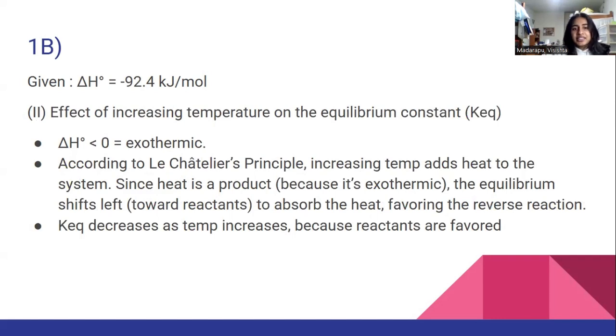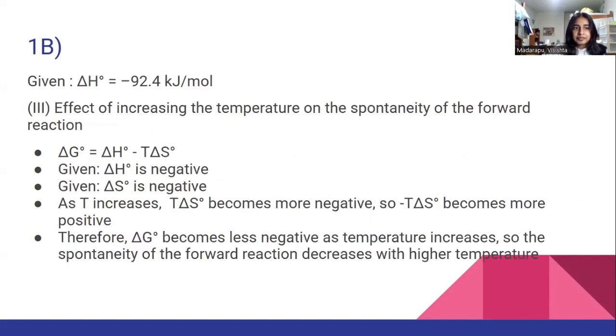The effect of increasing temperature on the equilibrium constant. Again, delta H is negative, meaning it's exothermic, and according to Le Chatelier's principle, increasing the temperature adds heat to the system. And since heat is a product, the equilibrium shifts left towards the reactants to absorb the heat and favors the reverse reaction. So KEQ decreases as temperature increases because the reactants are favored.